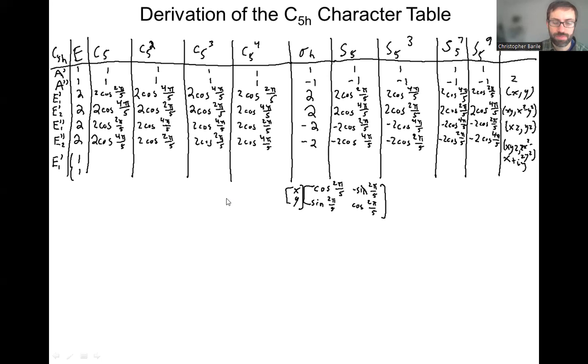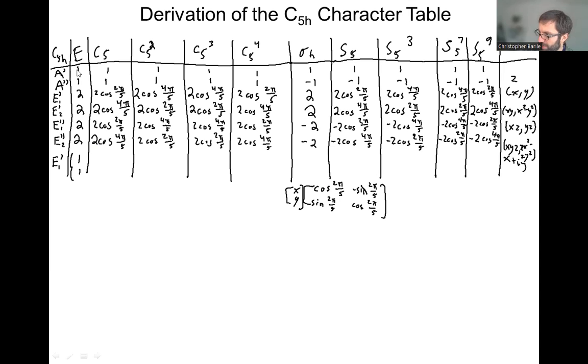Okay, so this is part 5 in our series on deriving the C5h character table. This is how far we got last time. I just added the rotation matrix for C5 so I don't have to write it out live. And we got to this situation where we had 1, 2, 3, 4, 5, 6 irreducible representations.